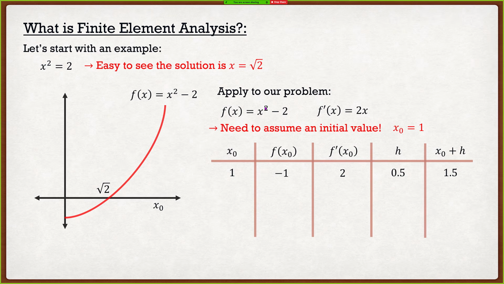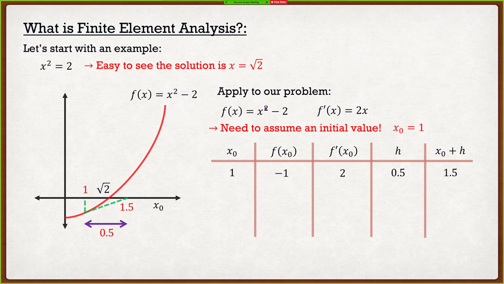So what exactly happened here? Well, we assumed an initial value of 1. Then we calculated h, which brought us over a distance of 0.5, and we are now at 1.5. All right, so we're getting a little bit closer to that square root of 2, but we're not quite at the square root of 2. The square root of 2 is 1.4 something, something, something, so we're getting closer, but we're not quite there yet. So what do we do? Well, we do another iteration.